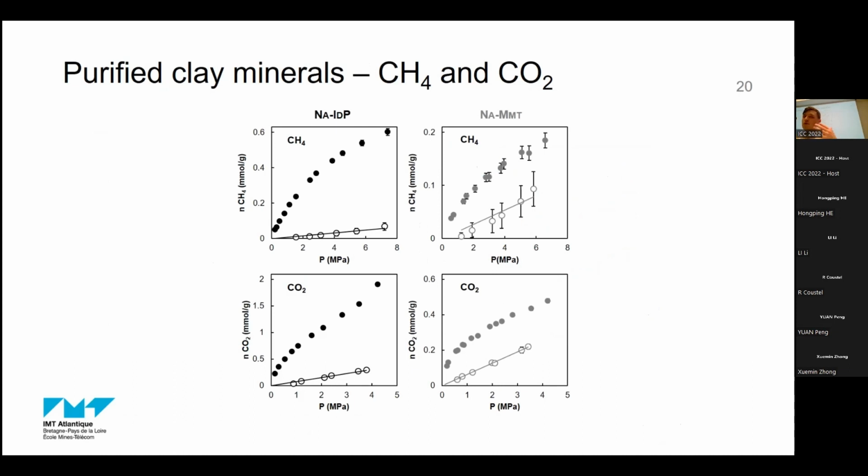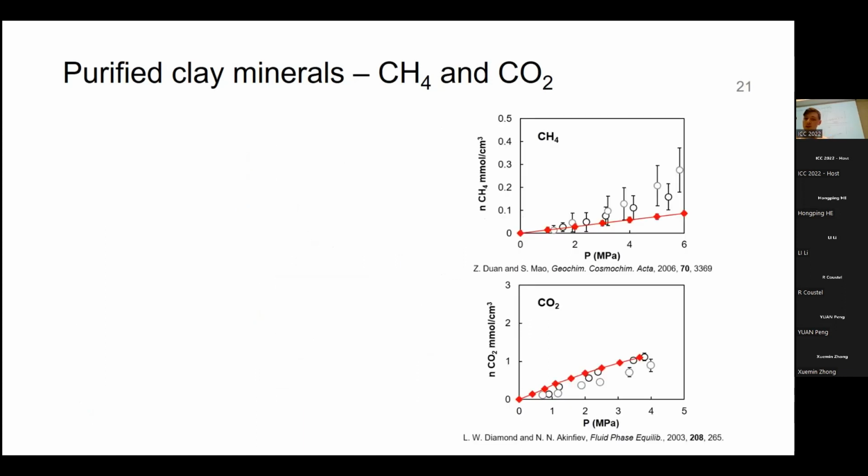So model clays: purified illite and purified smectite exchanged with sodium. We see the same trend, the loss of adsorption capacity when clays contain water. And if we do the same calculation, the same transformation, we realize that also in this case, the solubility explains pretty well the uptake of gas. Let's try to explain why.